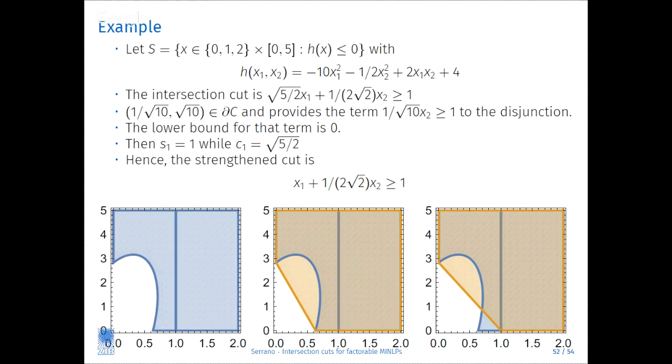So the feasible one variable is integer, the other one is continuous. So the feasible region is this line, this line, this line. The intersection cut here would be this cut here. And when one applies monoidal strengthening, well, one can strengthen the cut up to there, which is actually valid.